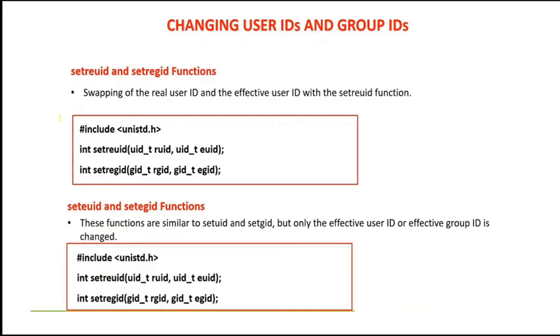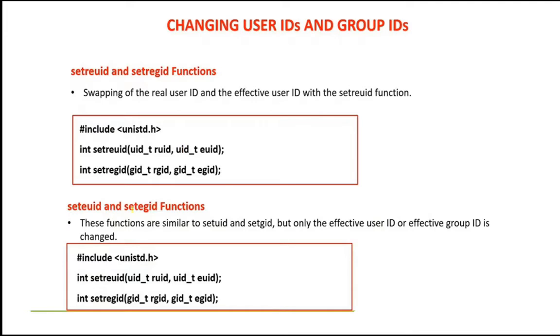Next is changing user ID and the group IDs. Here we are going to use four different types of functions. The first one is setreuid and setregid. Here, it will be used for the unprivileged user group. To swap the real user ID and the effective user ID with the unprivileged user ID, you are going to use these two functions.